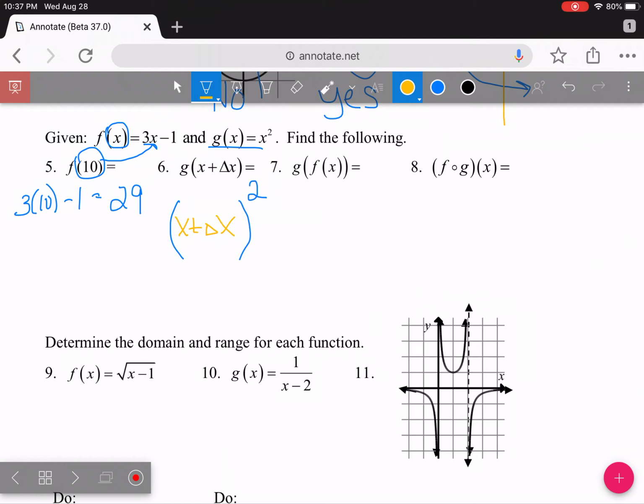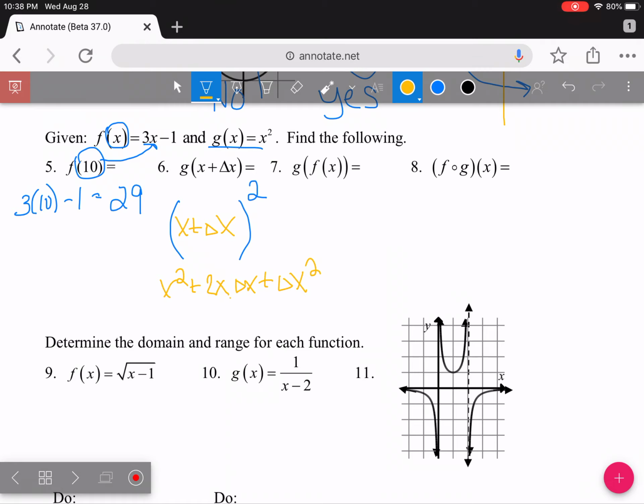But just for kicks and giggles, you might realize that you could FOIL this and you'd have x squared plus 2x delta x plus delta x squared. But again, in calculus, I wouldn't go there because what if you FOIL wrong? So just leave it in that version unless the problem asks for it to be explicitly simplified. Then you do want to simplify.